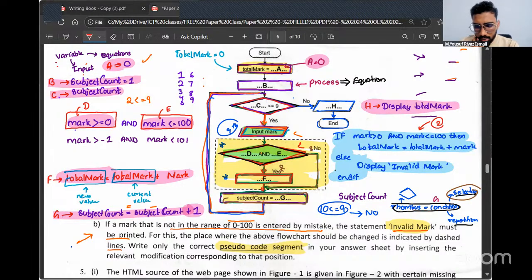I wrote the whole pseudocode again. If you wrote the whole pseudocode again, they're not going to check the whole pseudocode. They'll be checking only this part. So check if this part is correct and put 2 marks there.